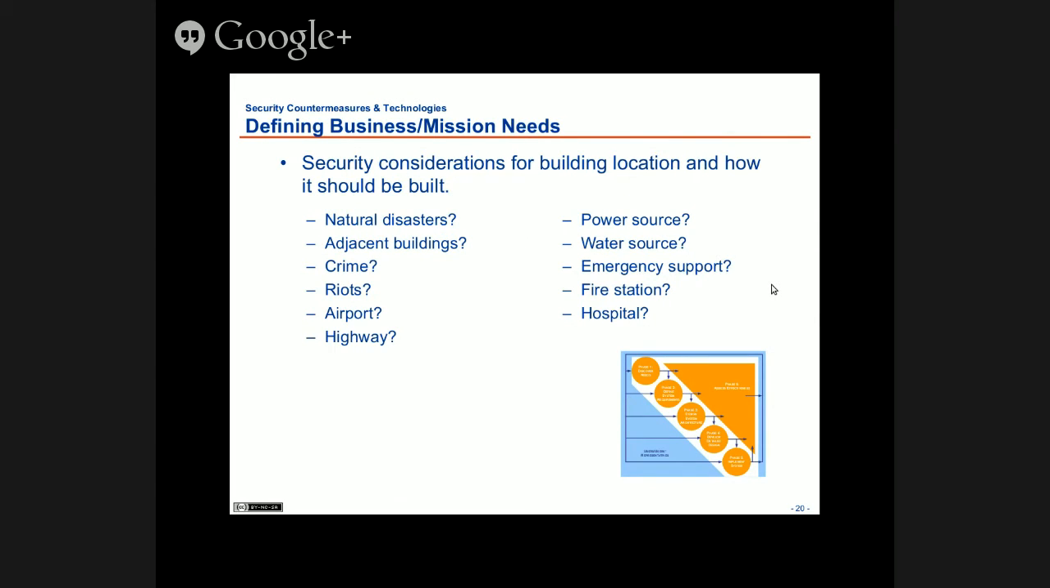All right, so defining business mission needs. Basically, these are various considerations for building location and how it should be built. You need to look at natural disasters. So what natural disasters will happen? Adjacent buildings, crime, riots, airport, highway. These are all items that you have to think about. Also got to think about power source, water source, emergency support, fire station, hospital. All of these items are crucial to setting up your physical environment.